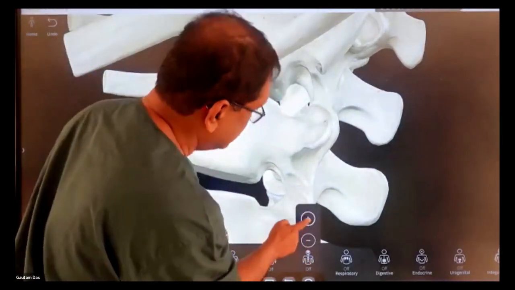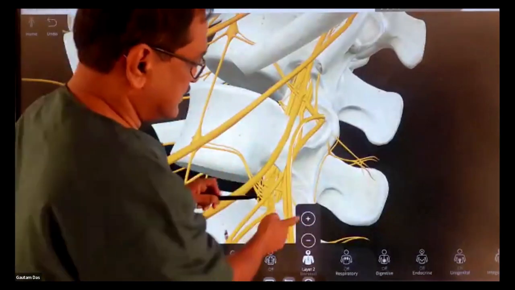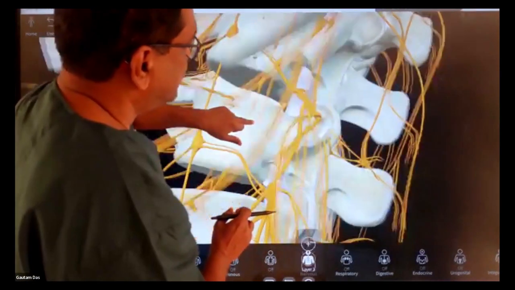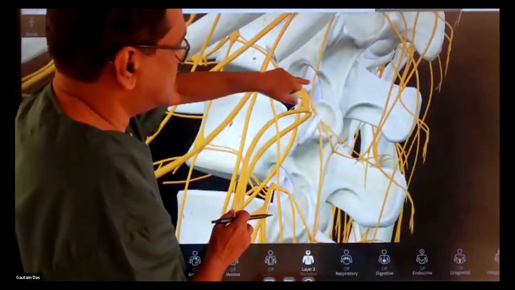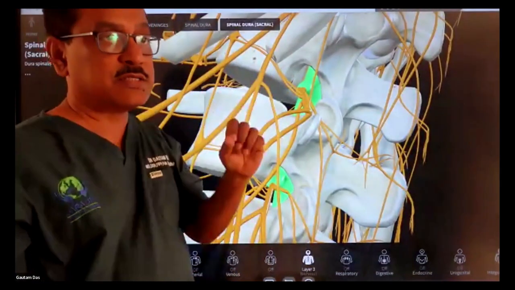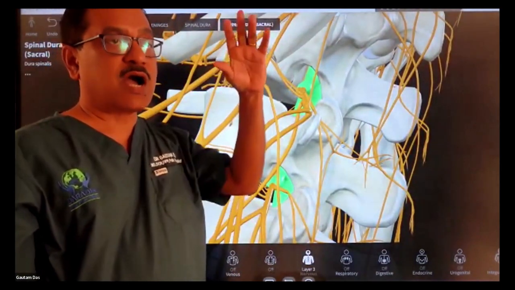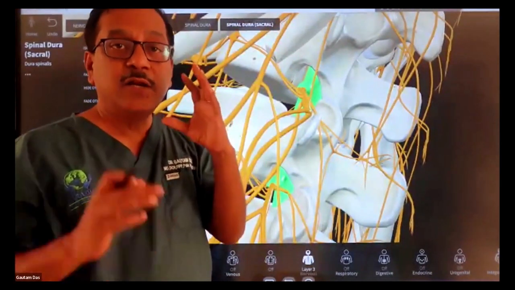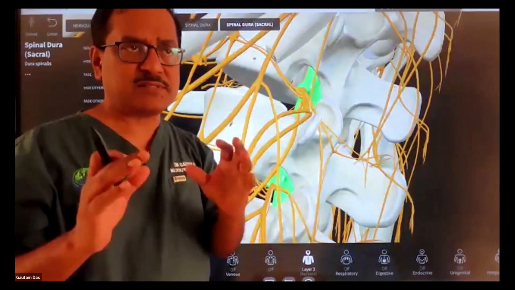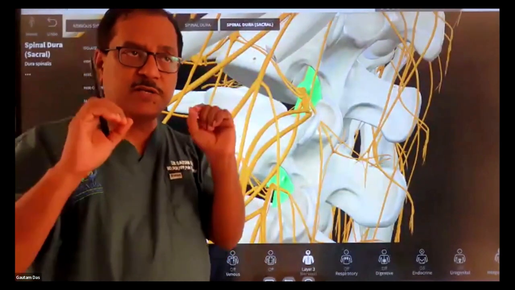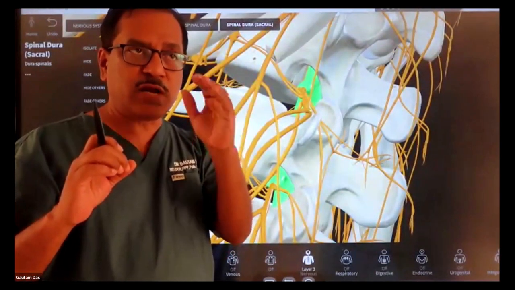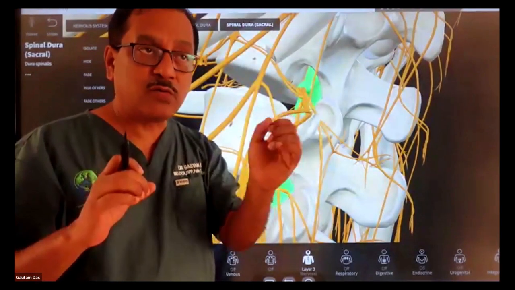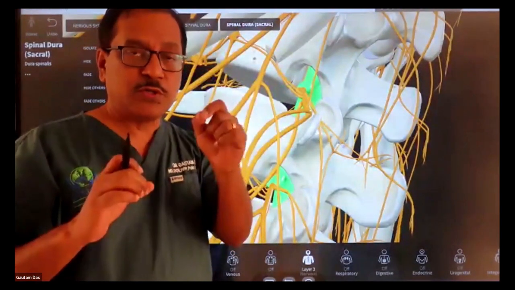Let me put in the nerves again. So you see, the exiting nerve root is coming from there. There is a dural sheath there. The exiting nerve root is in the upper part of the foramen. In the lower part of the foramen, we have loose areolar tissue and some blood vessels. The upper part of the foramen is very important because there is your exiting nerve root, accompanied by the radicular blood vessels which supply the nerve root.